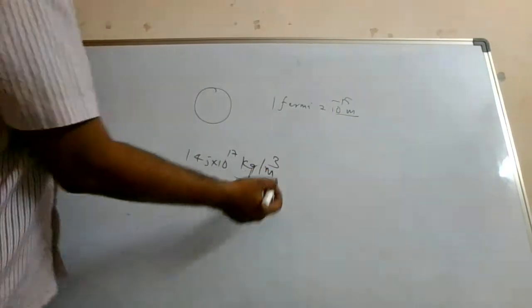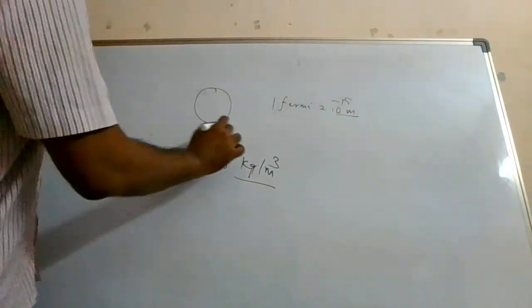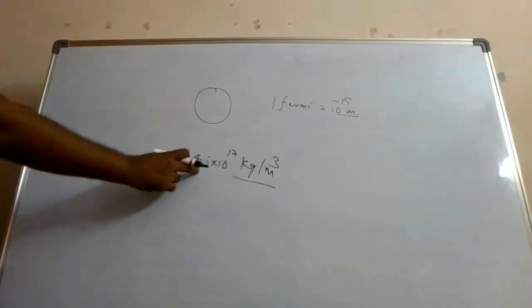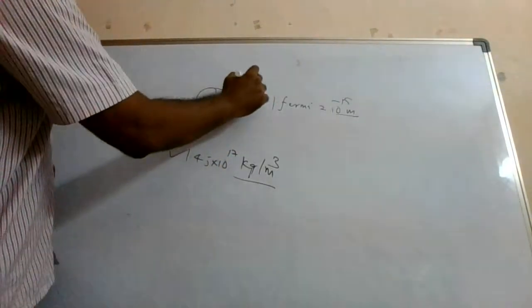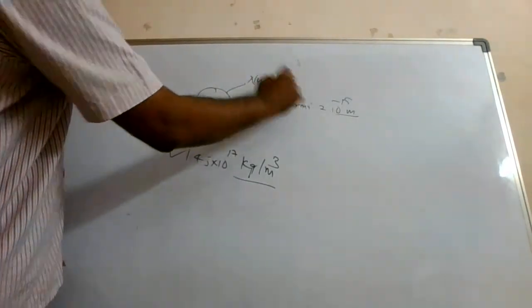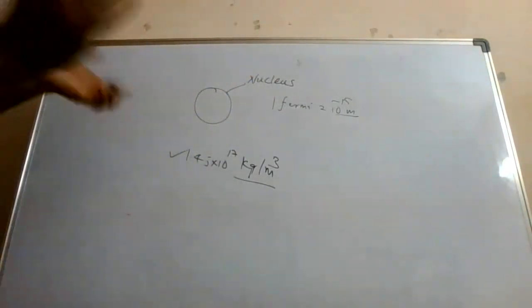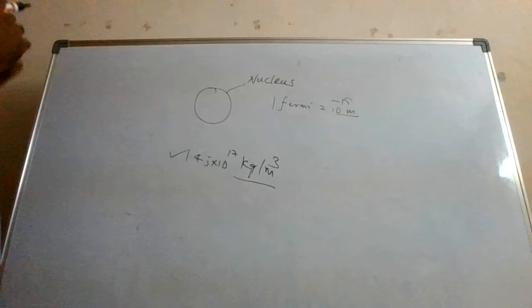See, if you know the radius, you can get the volume. Okay, so the density of a nucleus is so high. You can see 1.45 into 10 to the power of 17. Now this density also, this is the nucleus, is not uniformly distributed.